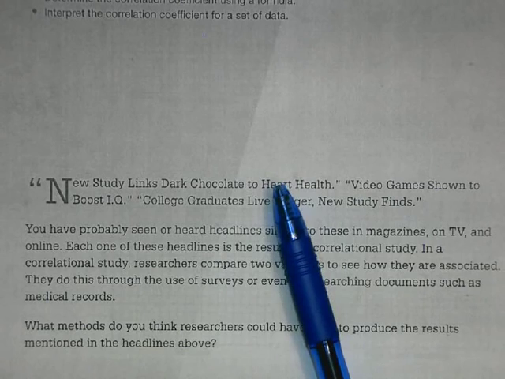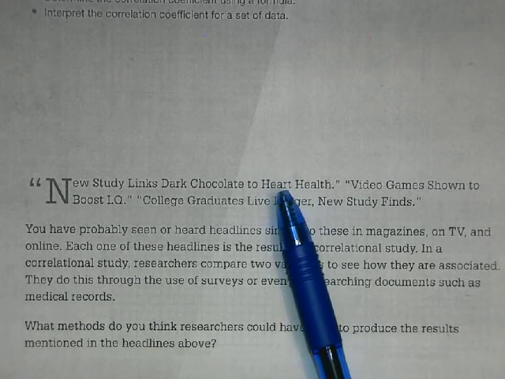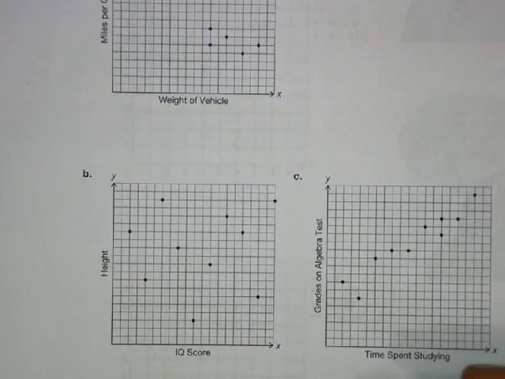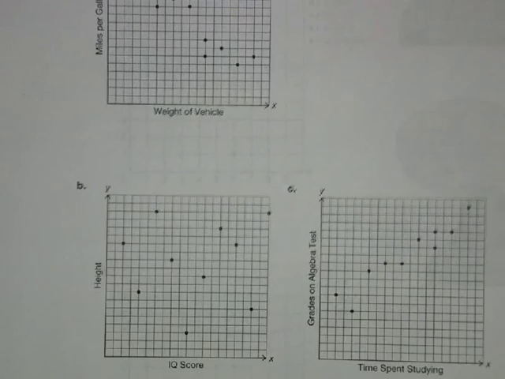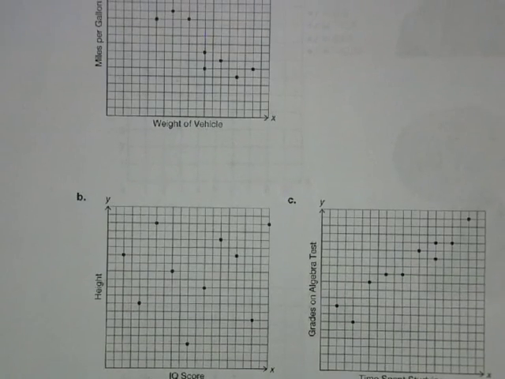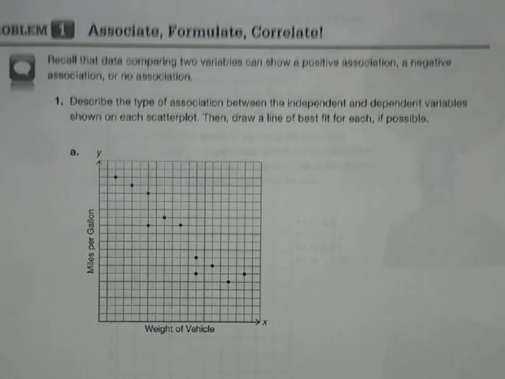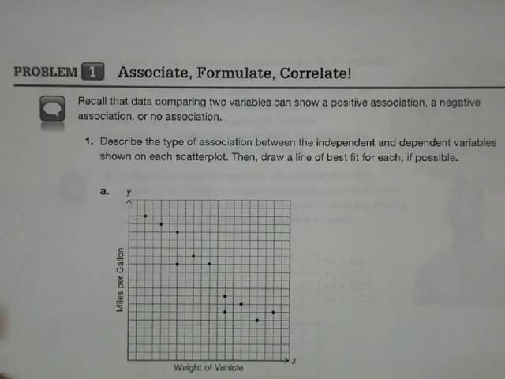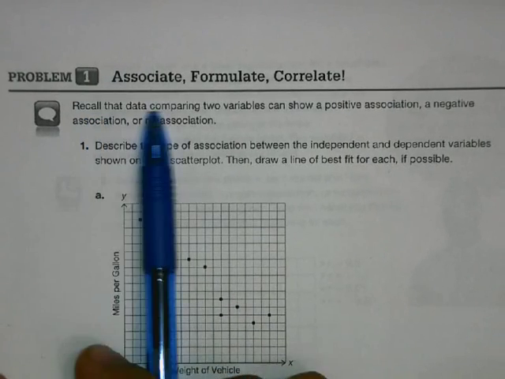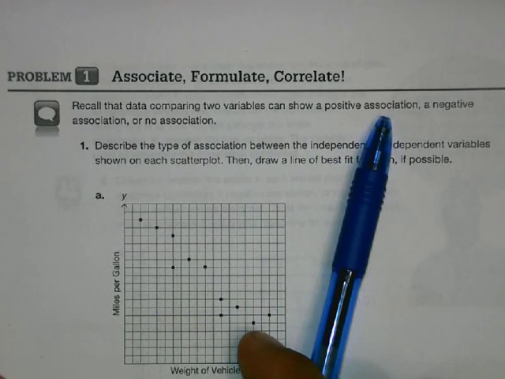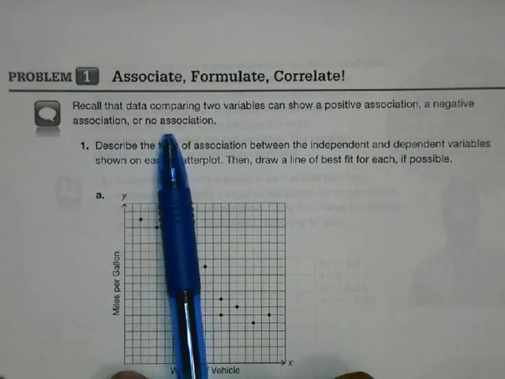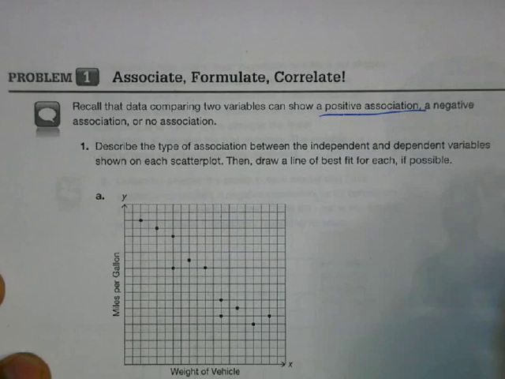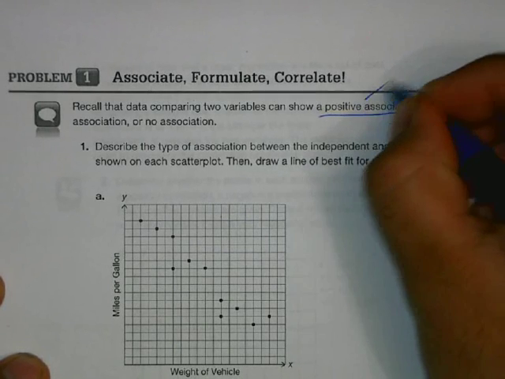Right here they say, recall that data comparing two variables can show a positive association, a negative association, or no association. Okay, so right here, let's go ahead. When it's a positive association, on a graph you got stuff going up. If it's negative, then it's going down. And when it's going up, it's going from left to right, because we read left to right, like a book. Similarly, a negative association is when it's going down from left to right, just like how we read a book. So that's negative. And then there's no association.